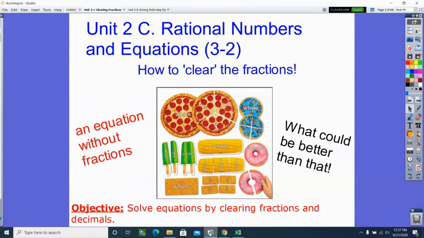So today we're going to take equation solving one step further. We're going to put fractions and decimals in there. And oftentimes students want to just work with those fractions and decimals in the equation, but there's actually an easier way, which is to clear the fractions and decimals, and that's what we're going to talk about today.